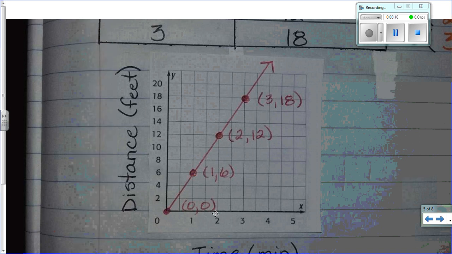So I'm going to go all the way over to 2 on the x, and then up to 12 on the y. And we're going to do that every time. The last one is 3 and 18. So I'm going to go out on the x to 3, and then I'm going to move up to 18 and put my point there. Now you can use a ruler in order to connect all of your dots.